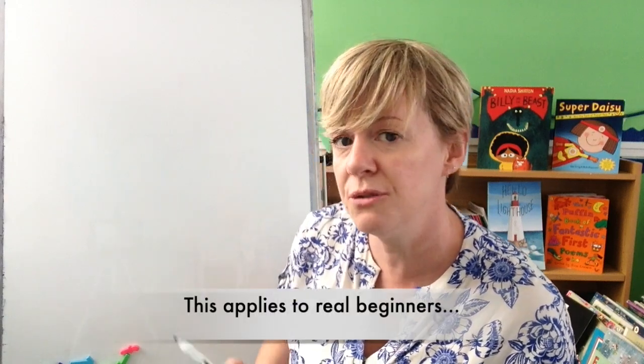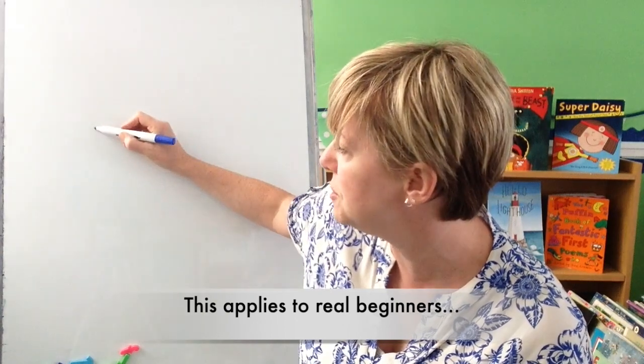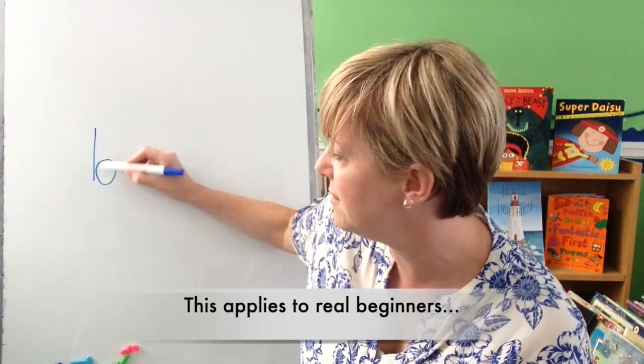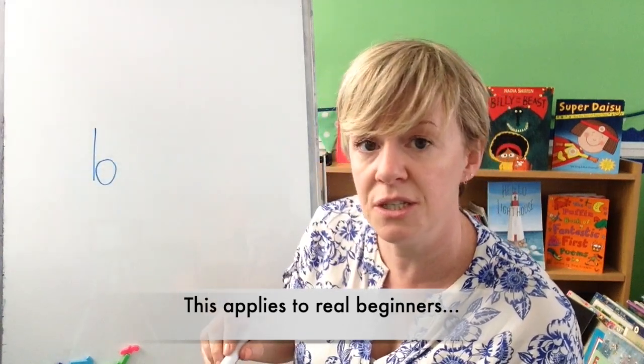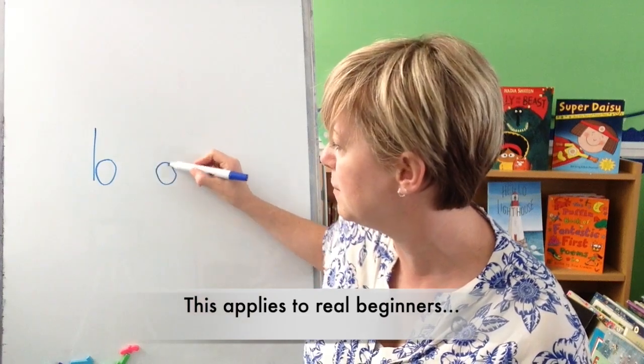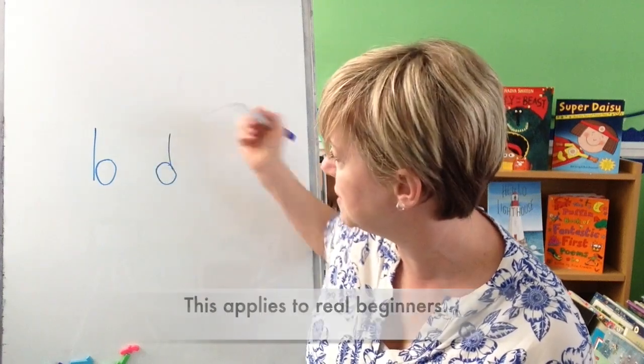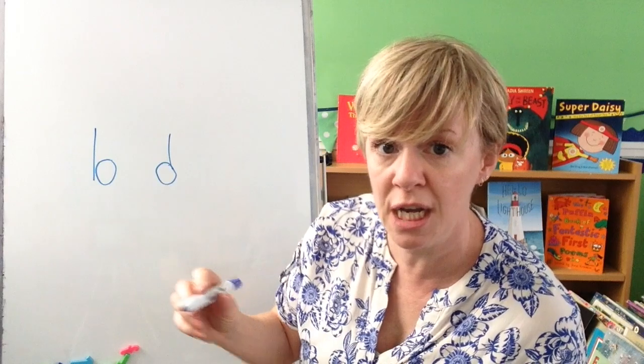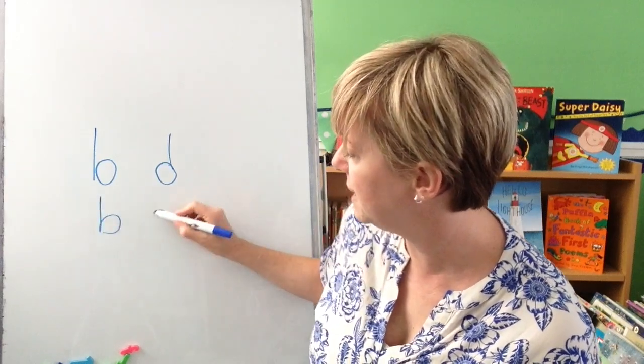There is something you can do, and that's when children are learning to do their B's and D's, making sure they're starting with either the stick first or the circle. So children learning to form B would do the stick first, and then the circle. And children learning to do their D would do the circle shape and then add the stick on afterwards. And that is a very early way of forming their B and D.